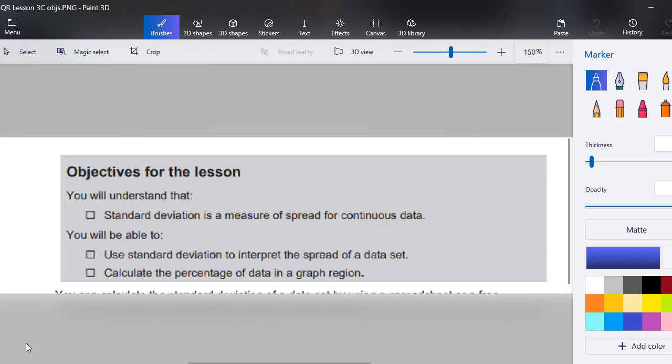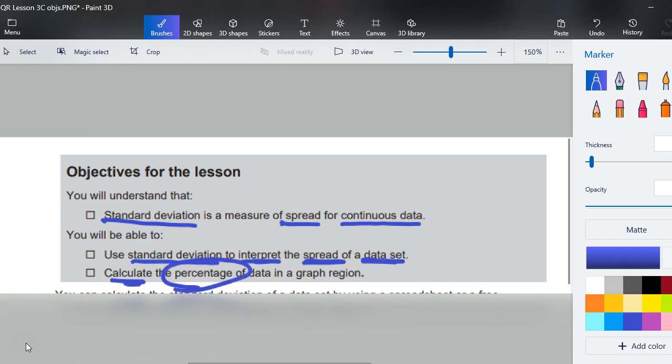One thing I like about this class and the lessons is it gives us a taste of different parts of mathematics, which I think are very interesting and very cool. Starting with, we're going to look at the standard deviation, that it is a measure of spread for continuous data. Also, by the end of this lesson, we'll be able to use the standard deviation to interpret the spread of data, and in our case, it's going to be our water consumption. And then we're going to calculate the percentage that's going to be in the graph region.